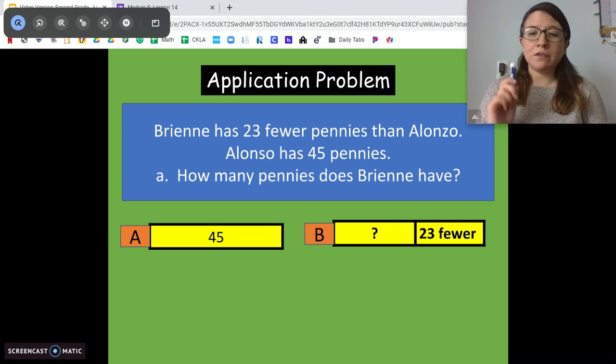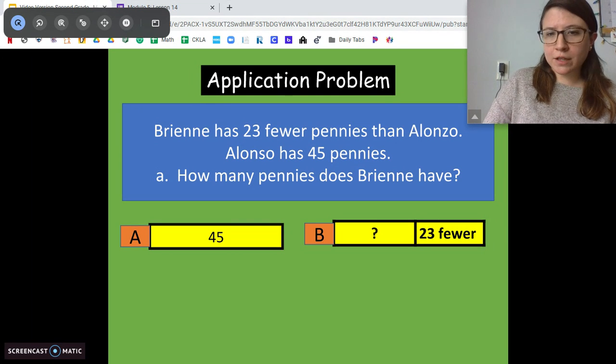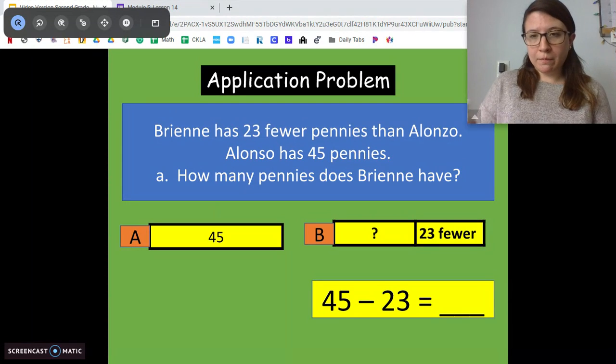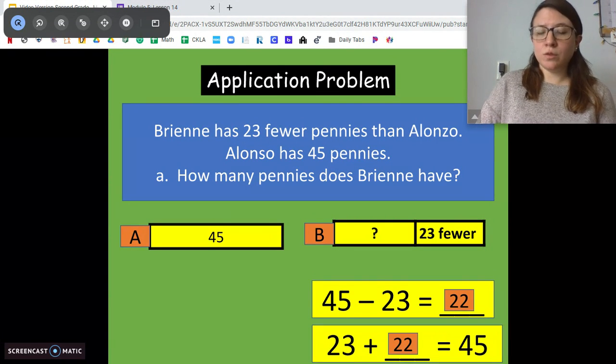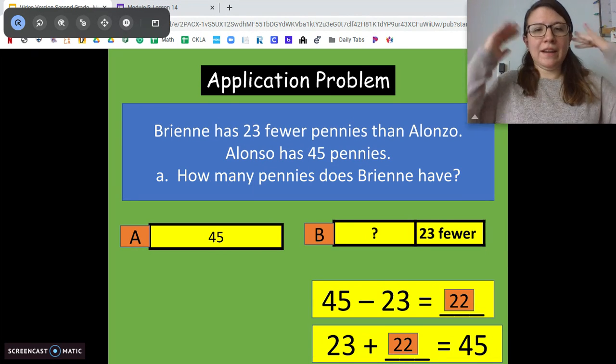Good. So if she has fewer, she has less pennies than Alonzo. So I'm going to set it up as a subtraction problem. 45 minus 23. And we get 22. So Brienne has 22 pennies. Thumbs up if you got it. Good job. All right, keep this in your brain.